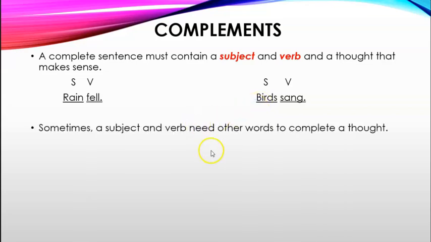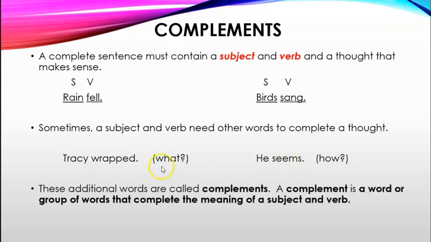However, sometimes a subject and a verb need other words to complete the thought. They don't make sense on their own, such as Tracy rapped. Well, Tracy rapped what? Okay. He seems. He seems how? We have questions. The subject and verb alone are not enough to make a complete sentence. When you need these additional words, they're called complements. And a complement is a word or group of words that complete the meaning of the subject and the verb for us.